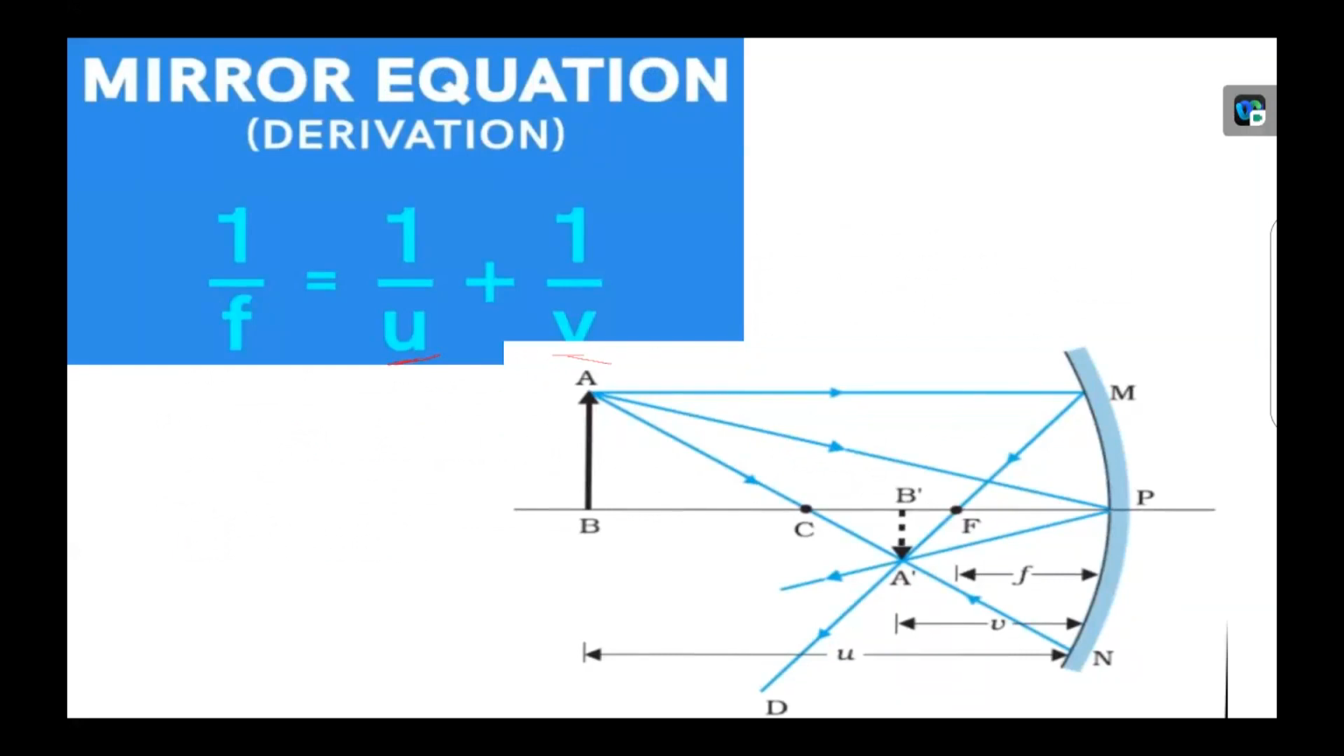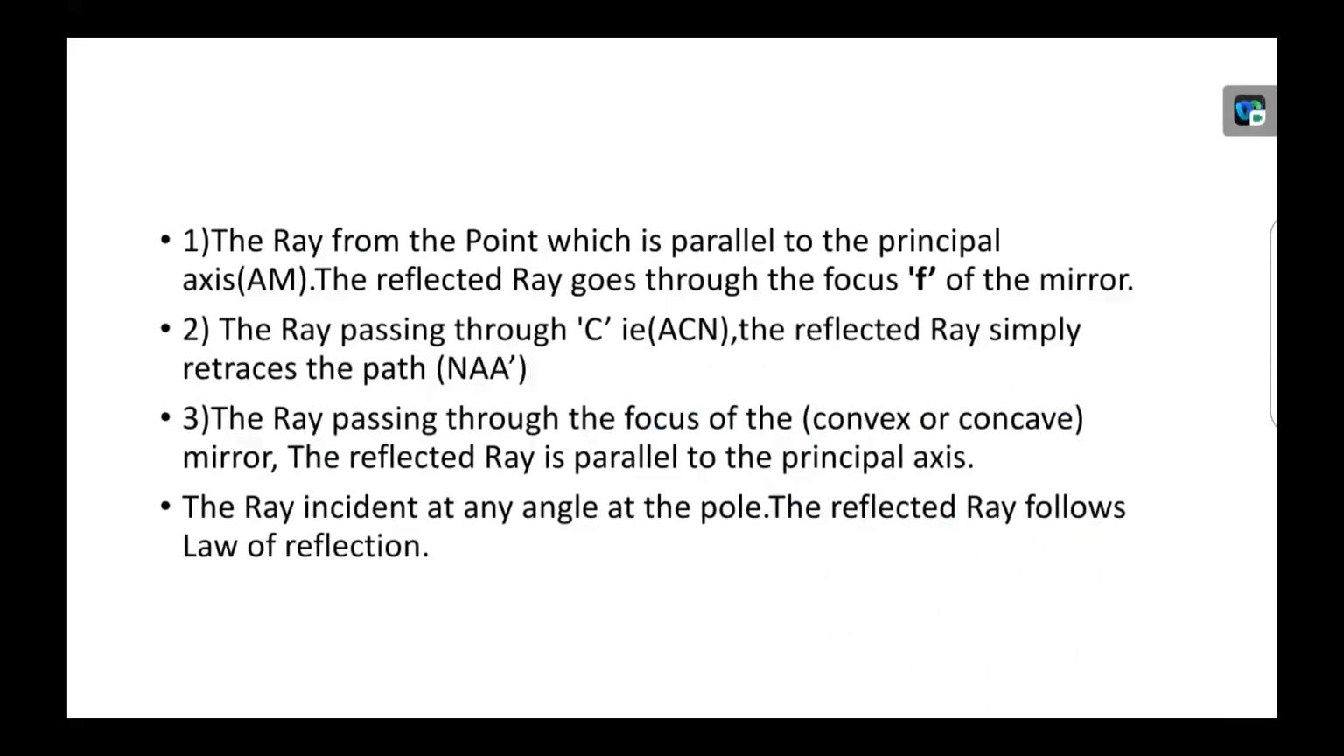That is, we are going to derive a formula 1 by f equal to 1 by u plus 1 by v. This is the formula we have to derive using the given diagram. We have 6 diagrams in 10th class. We have taken one of them, and using that ray diagram we are going to derive the formula. We can do the same derivation for any of the 6 diagrams.